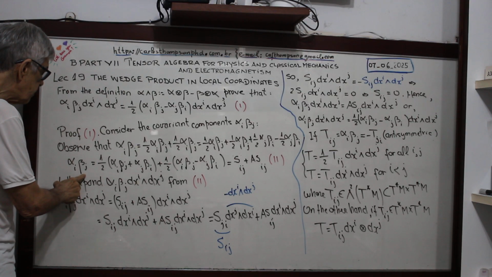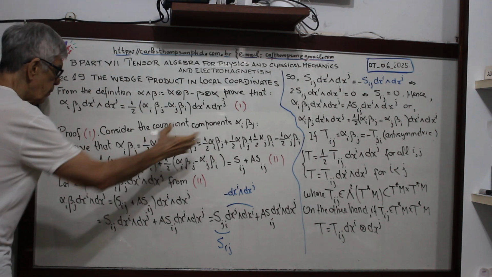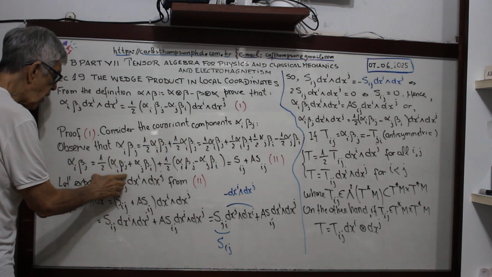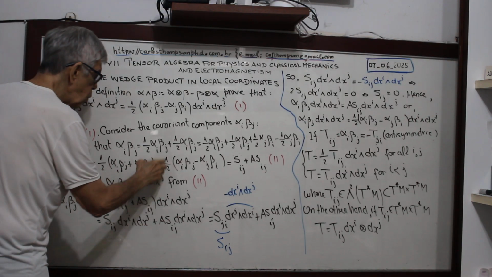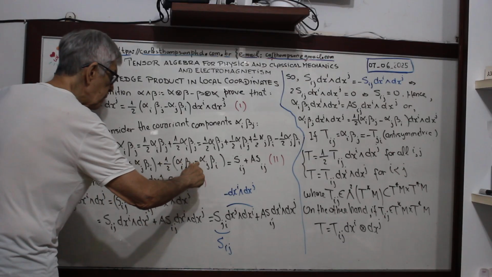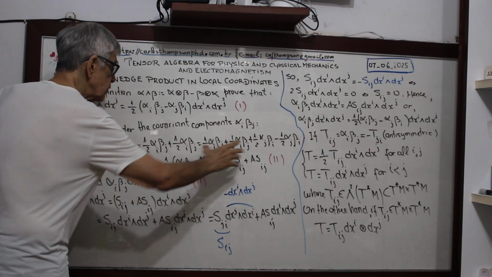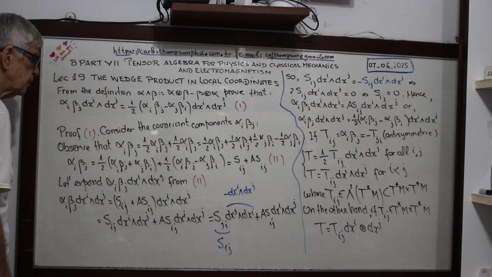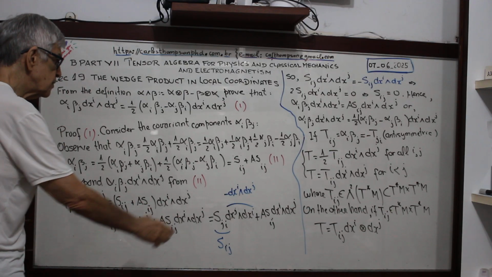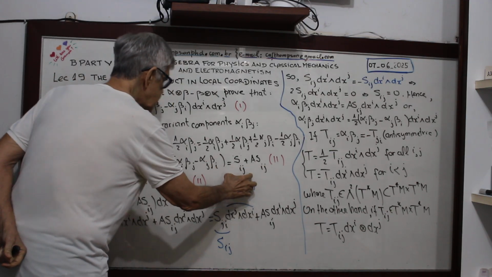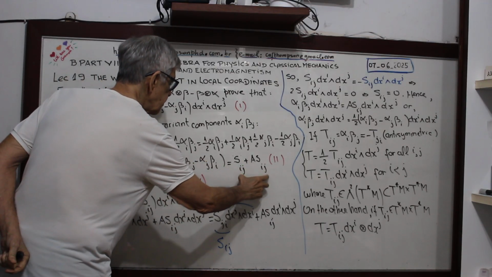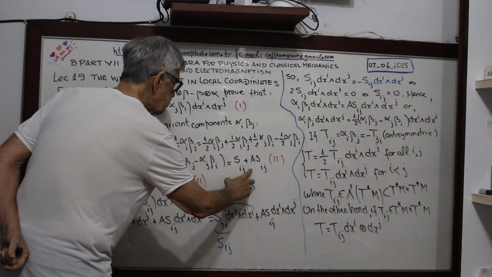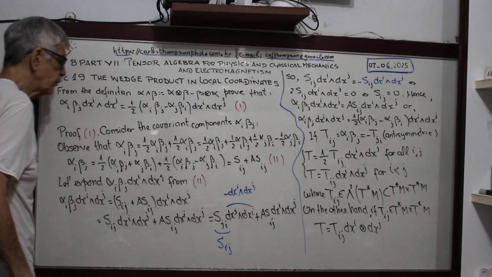Now alpha_i beta_j is 1/2 (alpha_i beta_j plus alpha_j beta_i) plus 1/2 (alpha_i beta_j minus alpha_j beta_i). You see, I can group. This is relation 2: this is the symmetric part, and this is the antisymmetric part, S_ij plus A_ij.